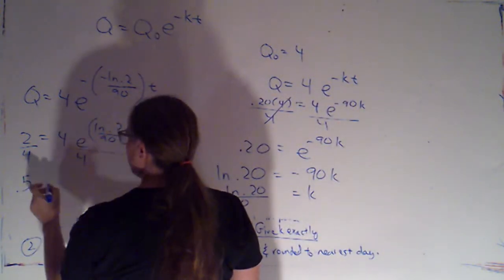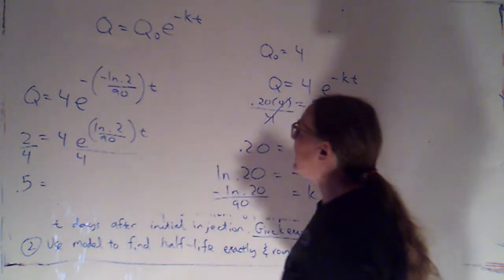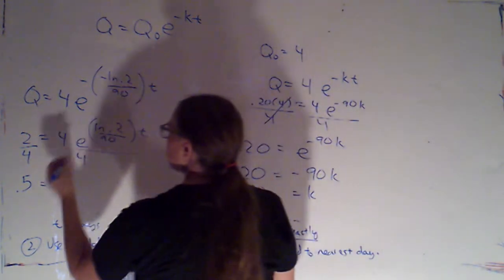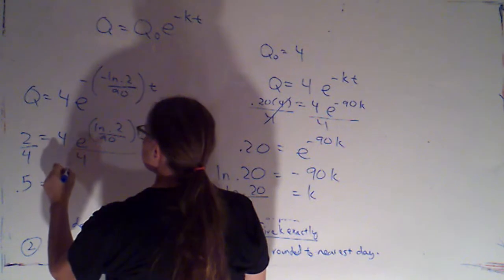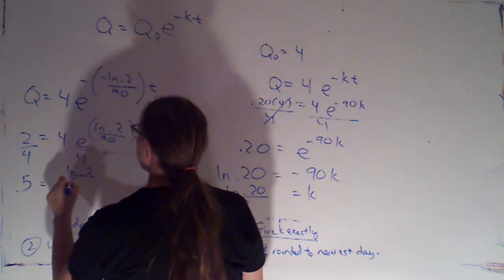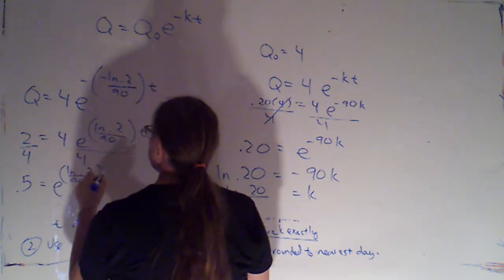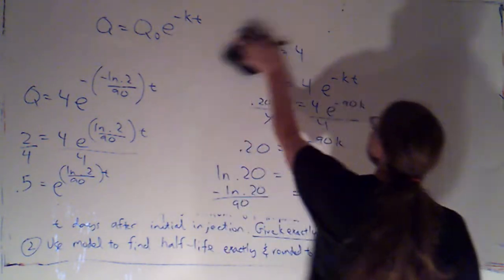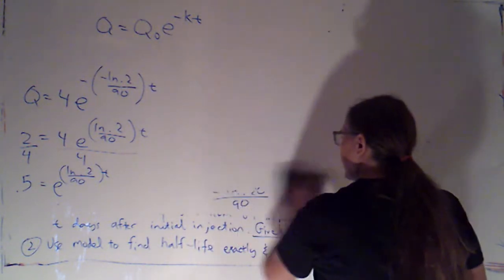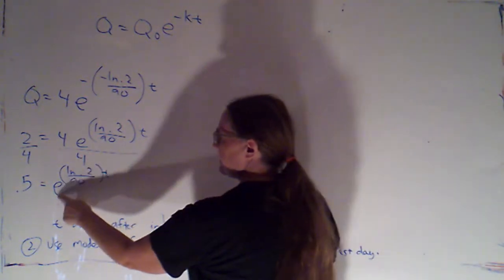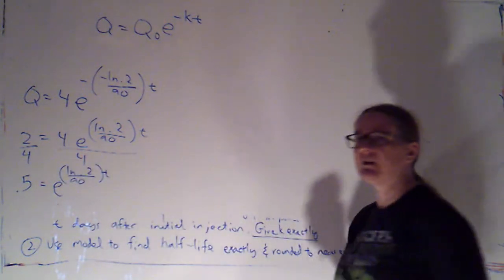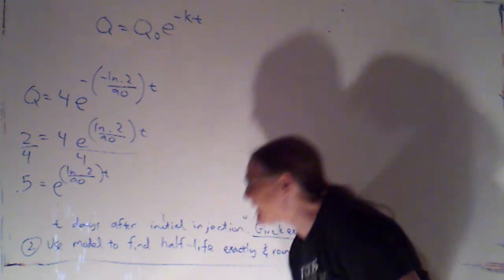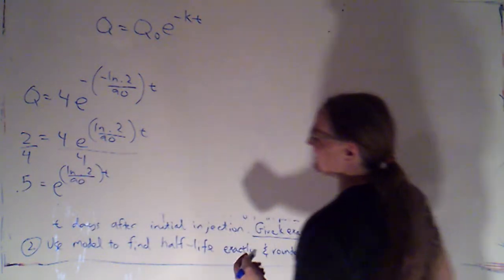I'm going to leave it like so: e to the natural log of 0.2 over 90 times t. I was initially thinking I might change the base and take advantage of the fact that these cancel, except I want to bring that exponent down, so I want to take the log, and I'd prefer to have the base of e when I take the log.